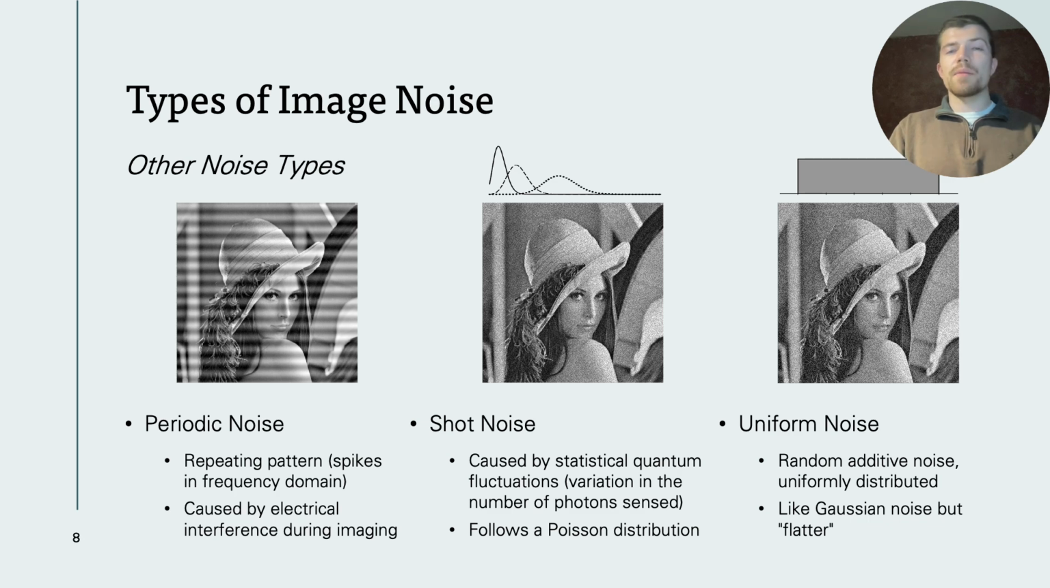There are other types of image noise, including periodic noise, which shows as patterns due to electrical interference, shot noise, a result of quantum fluctuations in photon detection, and uniform noise, among others. Identifying the type of noise is important because it influences which denoising method will work best.